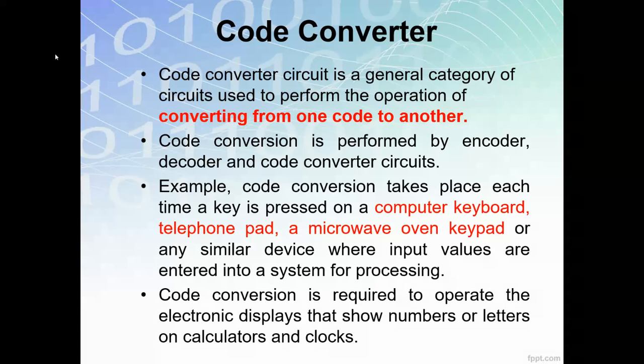So this is any similar device where the input values are entered into a system for processing. Normally code converter ni banyak digunakan dalam communication devices sendiri. So code conversion is required to operate the electronic display that shows the numbers or letters on a calculator and clocks. Banyaklah kalau kita tengok many devices, calculator tu sendiri pun dia menggunakan code conversions ataupun code converter ni lah. Kita tekan satu, dia keluar display of one number, digital of one. Itu yang paling simple lah.